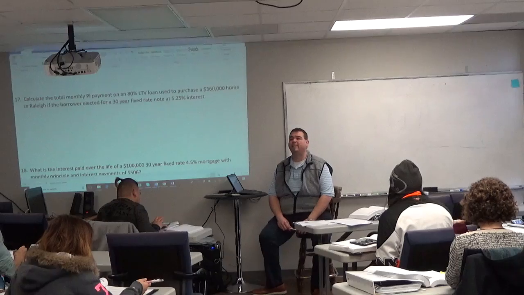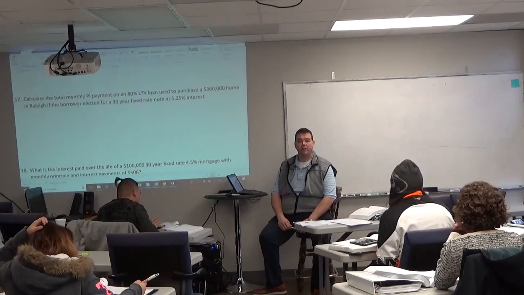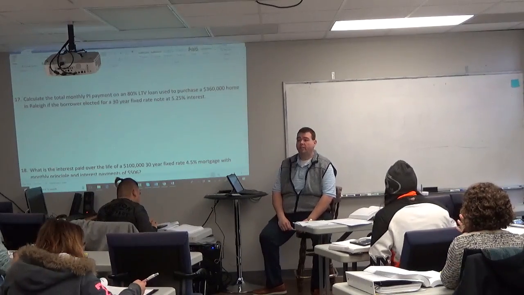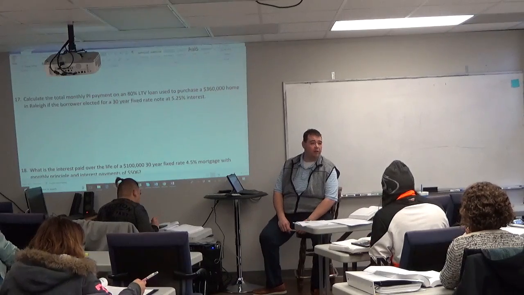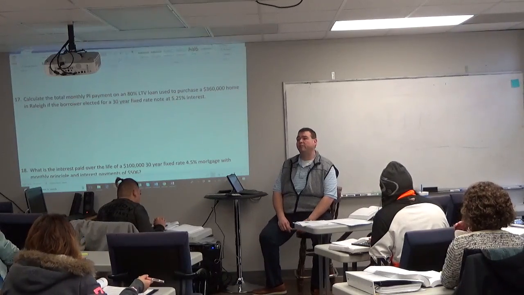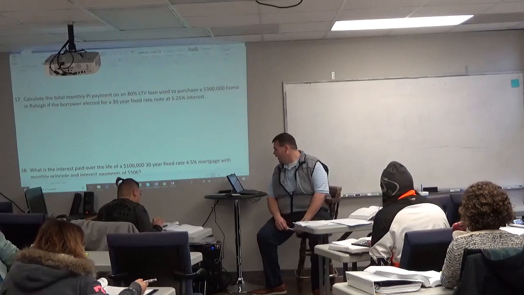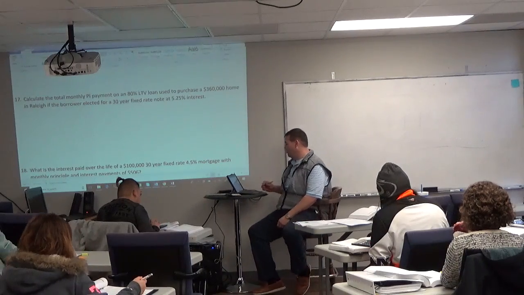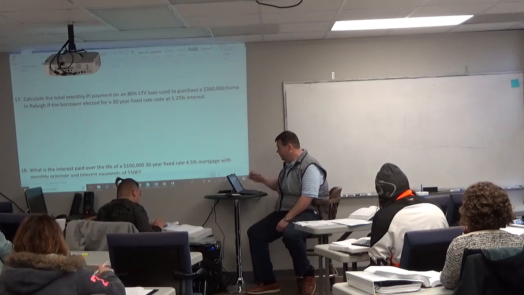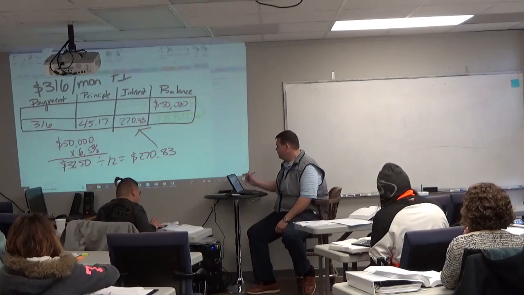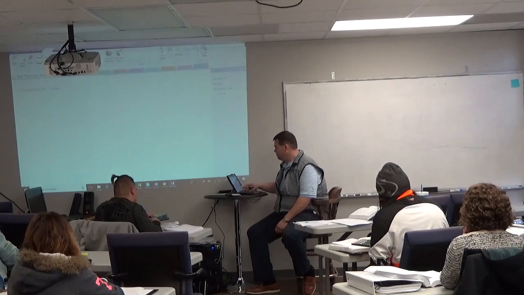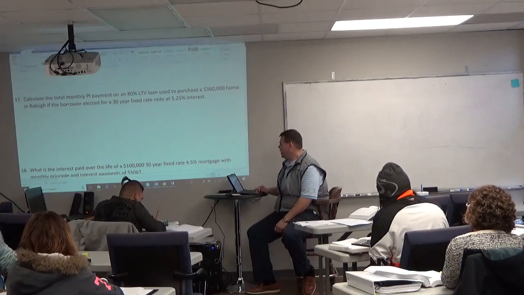So this one's not much different than the last one, except what did they not give us in this question they did give us in the previous question? The loan amount. In the previous question, they just said the loan amount is $50,000. In this one, they gave us a purchase price and a loan-to-value ratio. So I would say the first thing we need to do is calculate the loan amount. Do you agree with that? Yes.